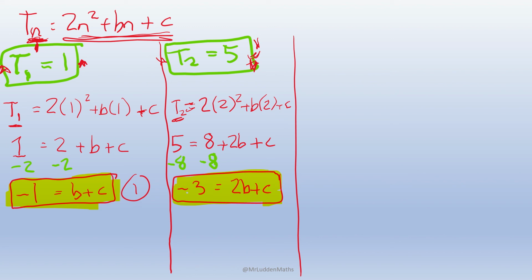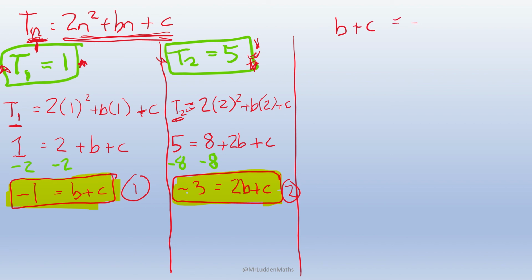Equation number 1 and equation number 2. And right now you've got to solve those by simultaneous equations. I'll do that very quickly for you. I might do simultaneous equations in another video if there's people having trouble with that, but for now I'm just going to fly through this.